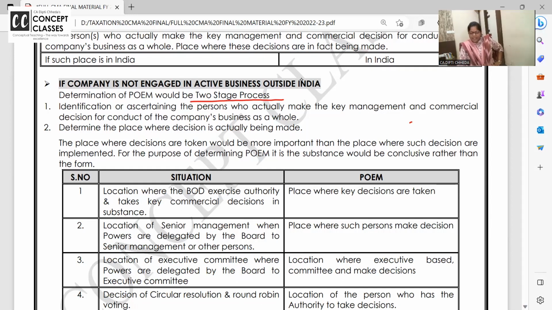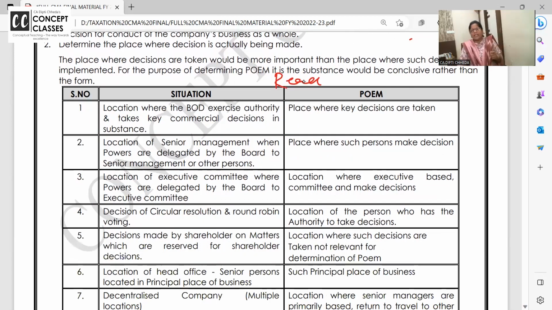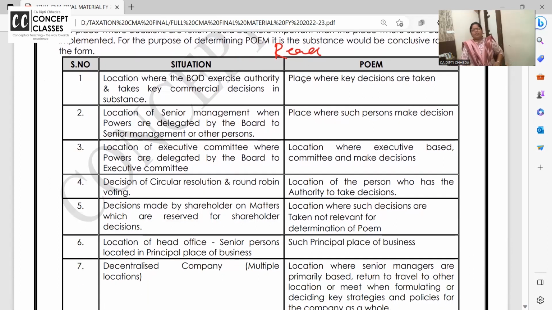Okay, this table I just want you all to write. Read the table. You just need to know it; don't skip it, but just give it a reading. I hope you remember where I write 'read', so that one day before the exam you know how to study, and then I have also given many flow charts and booster notes. Look, location where the board of directors exercise their authority, then place where key decision.